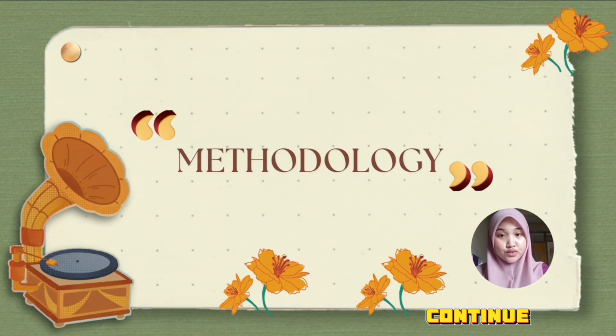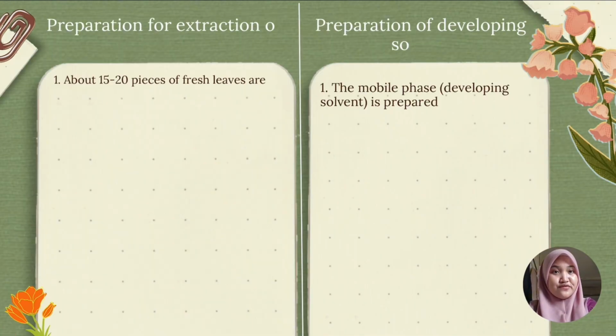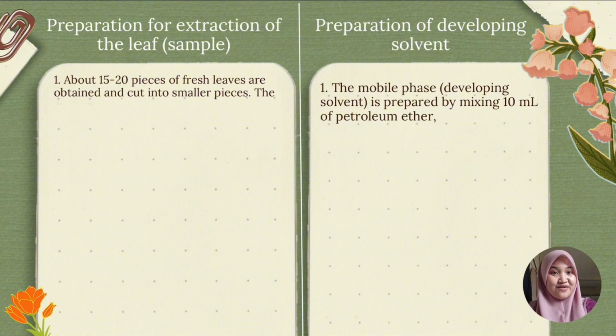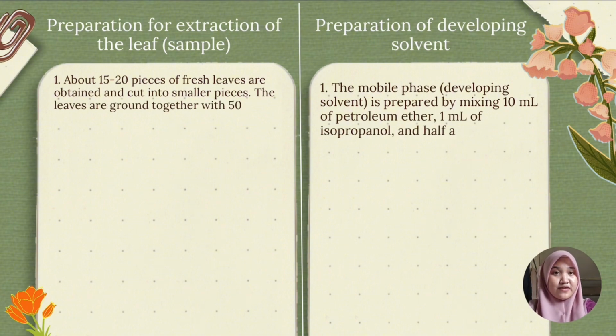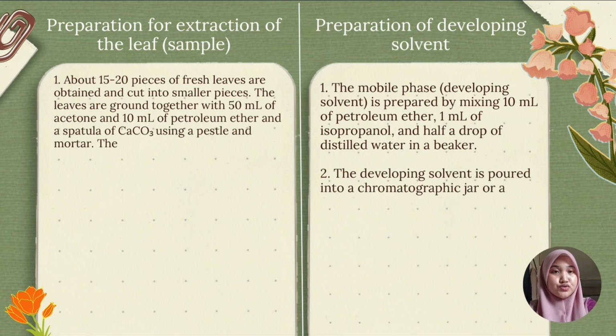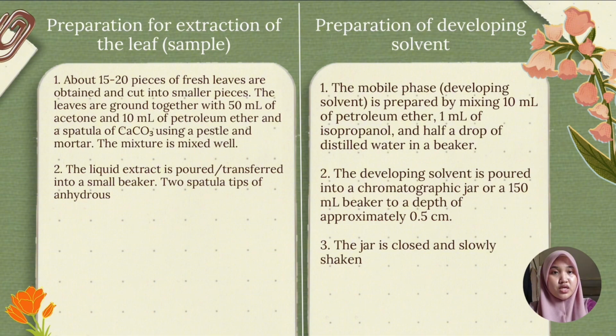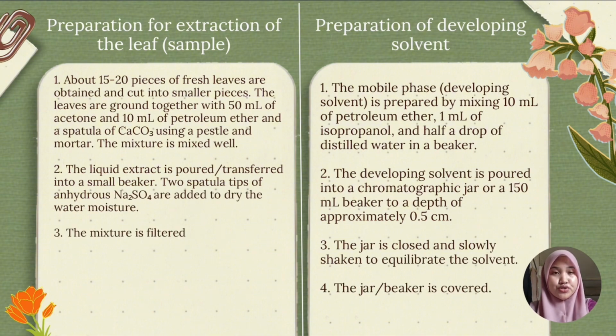Okay, now we continue with methodology. Preparation for extraction of the leaf, which is the sample. Number 1, about 15 to 20 pieces of fresh leaves are obtained and cut into smaller pieces. The leaves are ground together with 15 ml of acetone, 10 ml of petroleum ether, and a spatula of CaCO3 using a pestle and mortar. The mixture is mixed well.